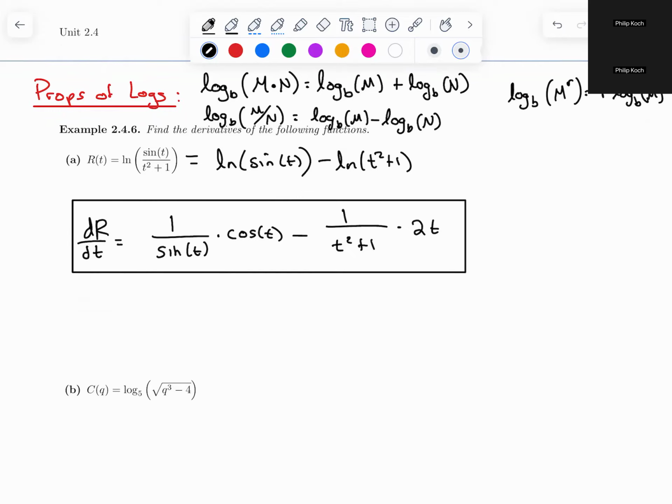So this is c of q is equal to log base 5 of the square root of q cubed minus 4. That inside is q cubed. So that's going to have to be dealt with in a second. That q cubed, we're going to have to deal with that q cubed in a second.